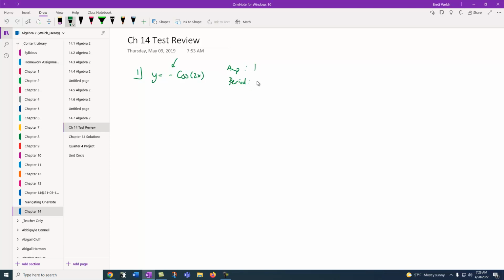The period is 2 pi, always 2 pi, divided by this number here, whatever is multiplied by x. In this case, that's 2. And so 2 pi divided by 2 is just pi. So now I can go create my x and y axis. I know I'm going to go up to 1, and I'll go down to negative 1. I'm going to go out 4 marks to the right, and 4 marks to the left.